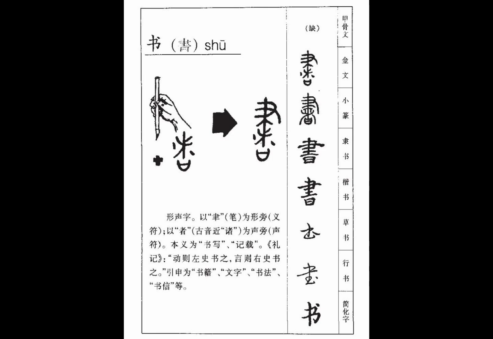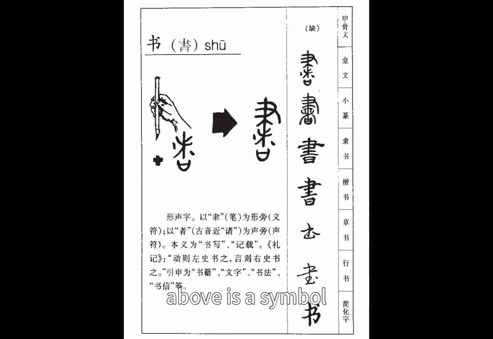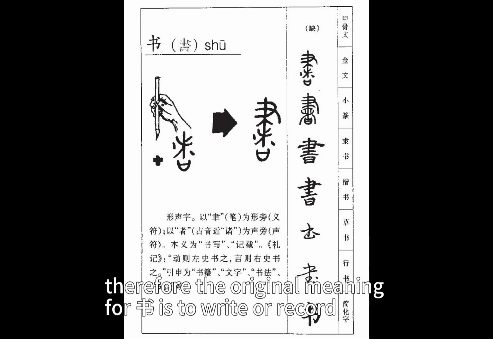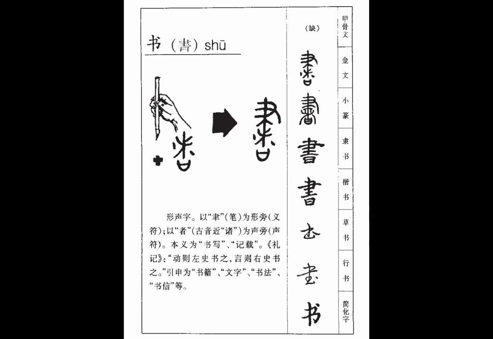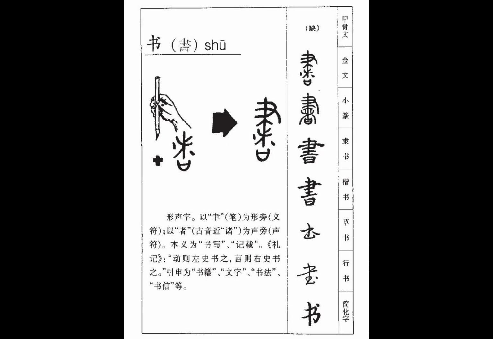In traditional writing, we can see from the picture that this character is combined from 2 parts. Above is a symbol which represents a hand holding a pen, which means to write something. Below is a phonetic part. This character was pronounced as zhu in the past. Therefore, the original meaning of shu is to write or record. The pronunciation comes from zhu, now it becomes shu.